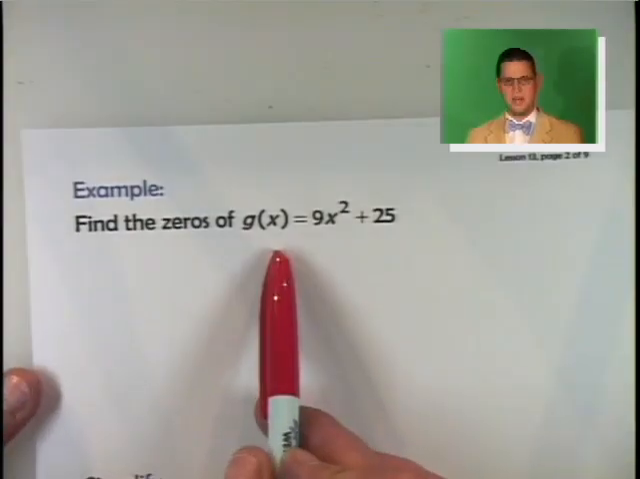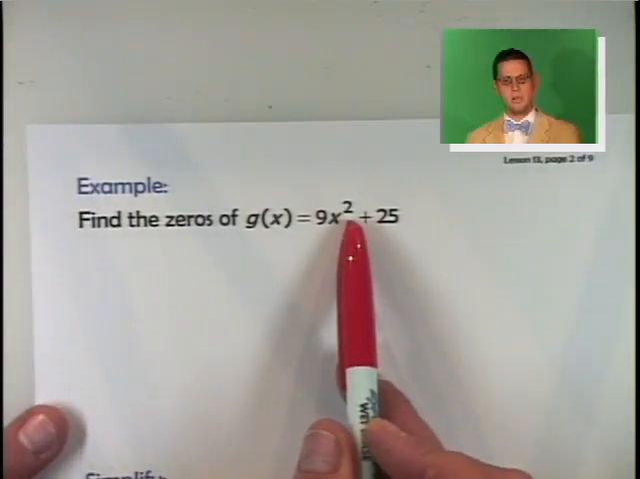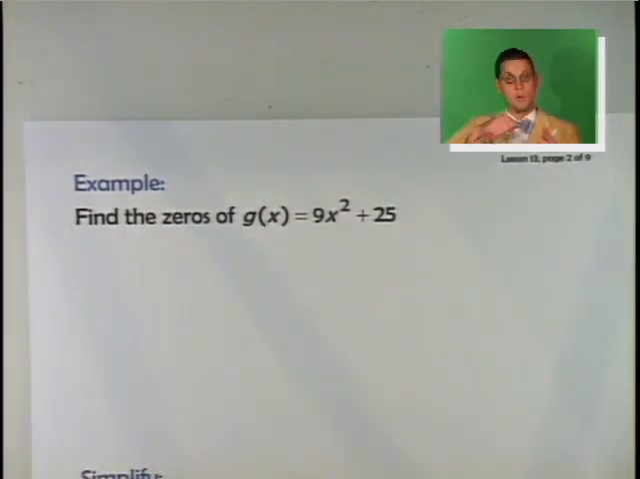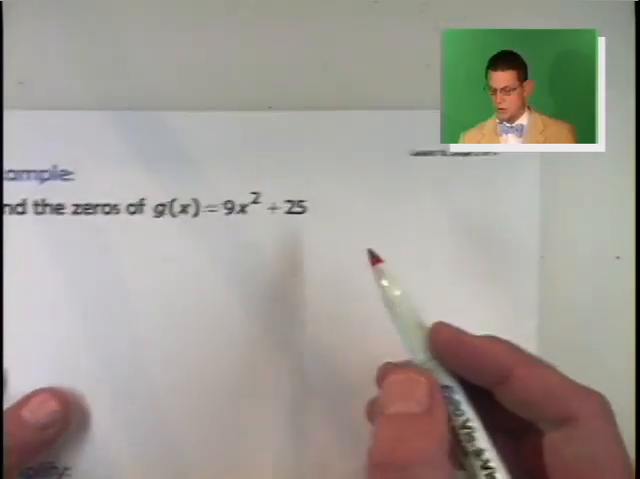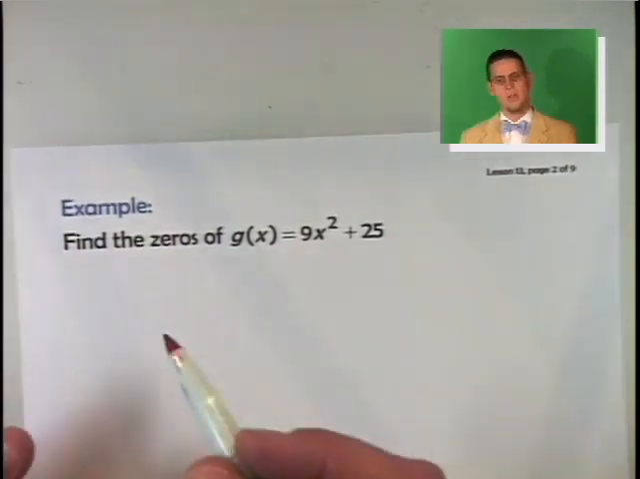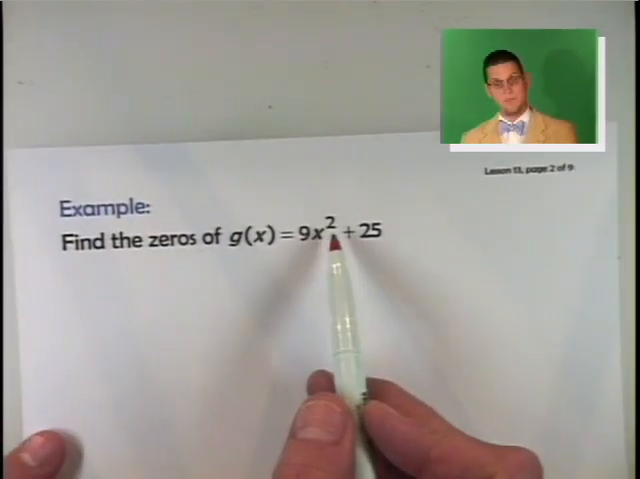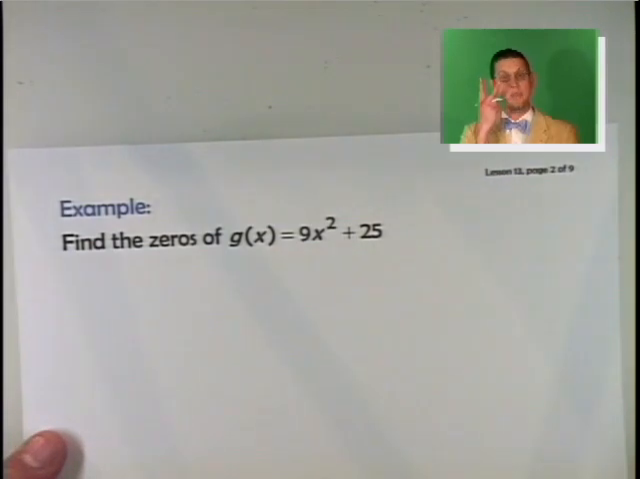We have a function g of x. It's a quadratic, x squared. We're multiplying it by 9. Remember, that's going to be vertically dilated. And then plus 25 moves it up 25. So we want to find the zeros. Well, the fundamental theorem of algebra says that if it's degree 2, quadratic, we're going to have 2 of them. Okay? If they're not real, they're going to be imaginary or complex.